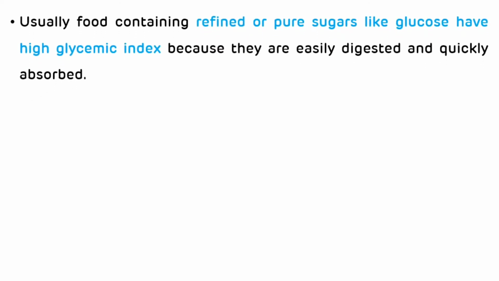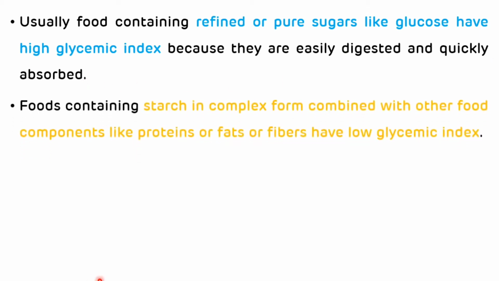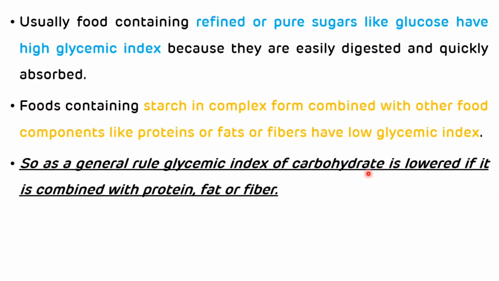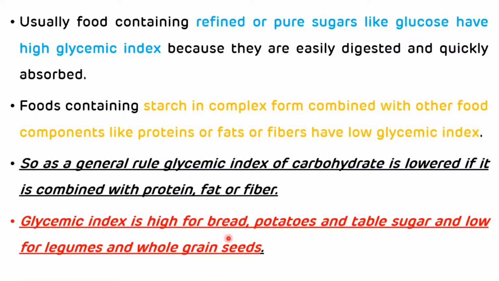Usually, foods containing refined or pure sugars like glucose have a high glycemic index because they are easily digested and quickly absorbed. While foods containing starch in complex form combined with other food components like proteins or fats or fibers have a low glycemic index. So as a general rule, glycemic index of carbohydrate is lowered if it is combined with protein, fat or fiber. Glycemic index is high for bread, potatoes and table sugar, while it is low for legumes and whole grain seeds.